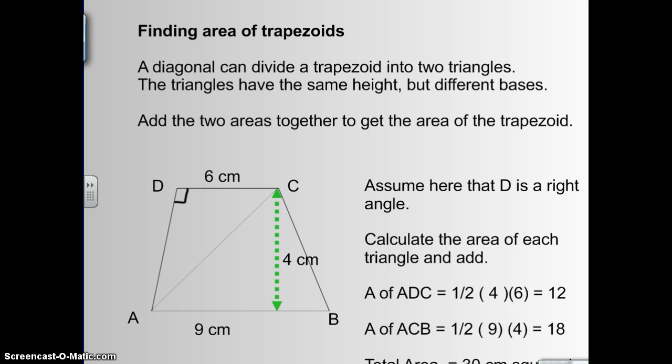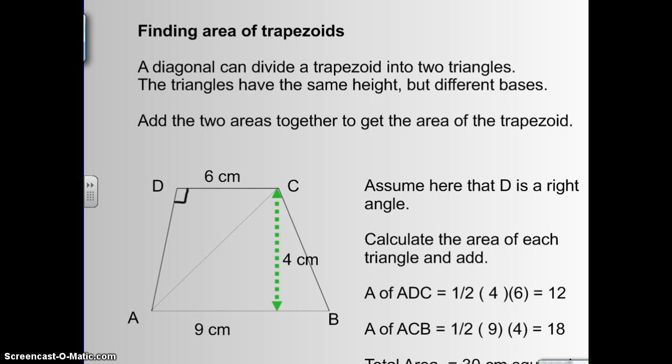We're going to assume in this drawing, even though it's a little off, that D is a right angle. That's why I drew the square there, so you could see it's a right angle. And we're going to calculate the area of each triangle and add them together to get the area of the trapezoid.